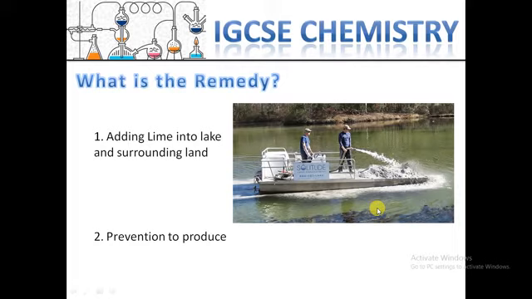The second one is prevention. We need to find a way to reduce the releasing of pollutants in air. And so the best way is prevention.